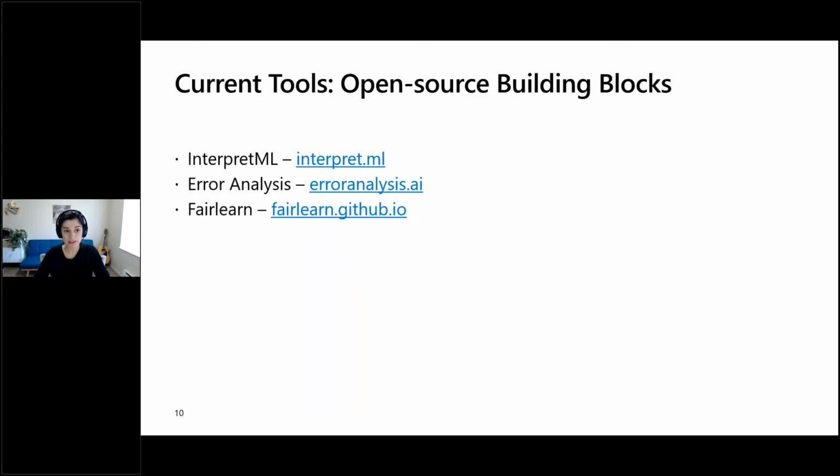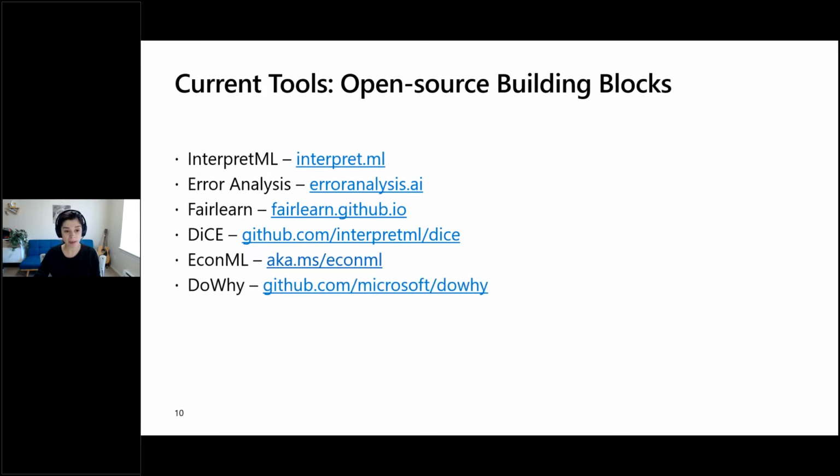Fairlearn is a tool that is laser focused on fairness in order to identify and mitigate fairness issues in models. DICE, we're going to give an overview of later, generates counterfactual explanations at different instance levels in the model. And then EconML and DoWhy focus on causal inference.